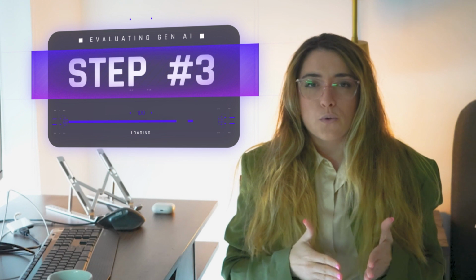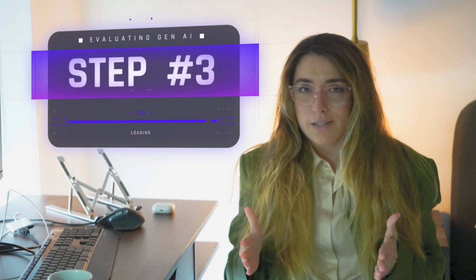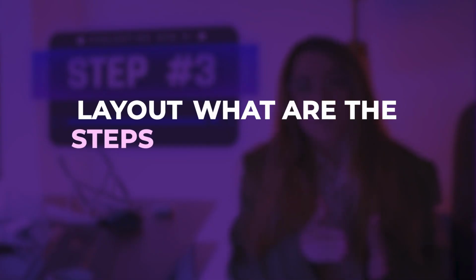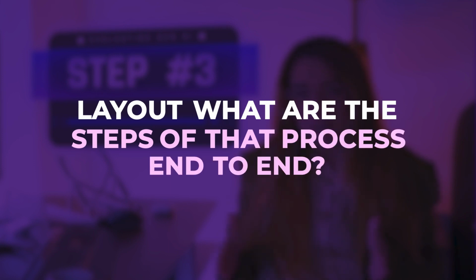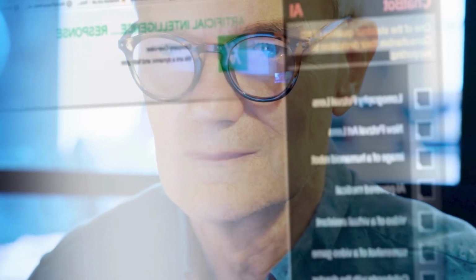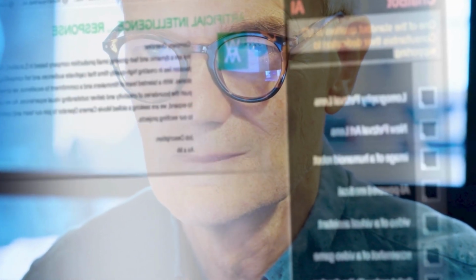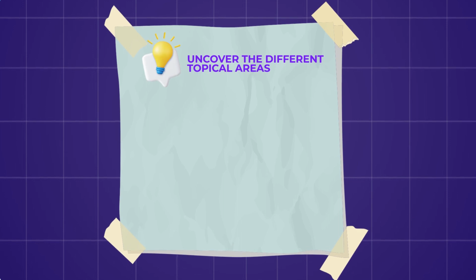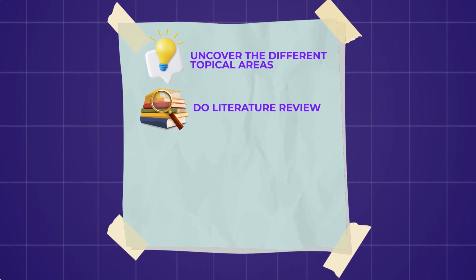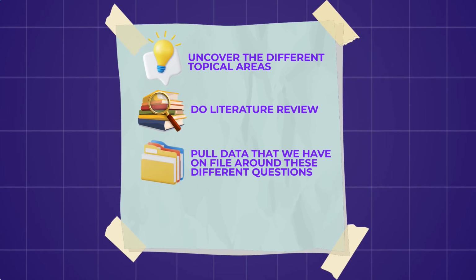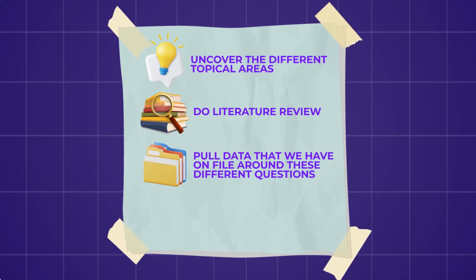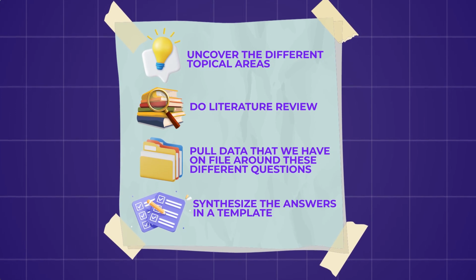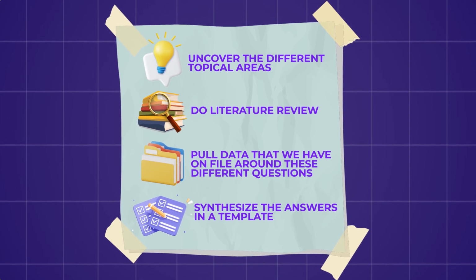Step 3, for those processes that you've prioritized and picked, you want to lay out what are the steps of that process end to end. Have a clear understanding. So for example, if implementing standard response documents because you have a launch coming up is a key priority and it's very time consuming, you want to lay out what are those steps. It could be uncover the different topical areas, do literature review, pull data that we have on file around these different questions, synthesize the answers in a template, verify and validate, etc.